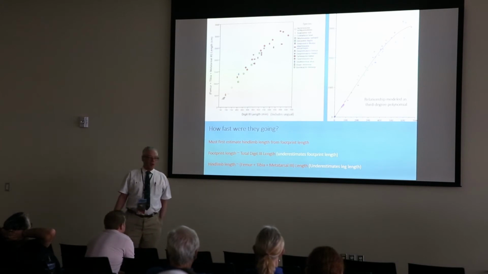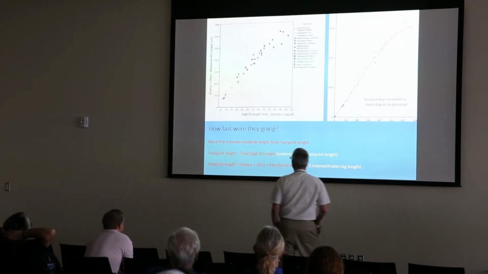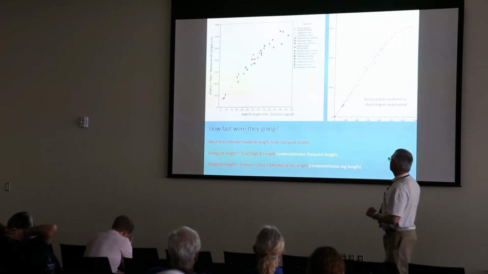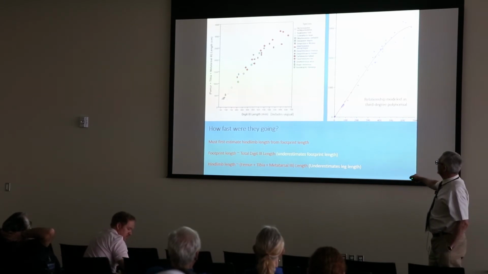So how fast were they going? Well, this is arm waving time. First, we have to estimate how long the hind limb was relative to the digit 3 length. So these are some preliminary data for various kinds of things. There's the digit 3 length versus the length of the femur plus the tibia plus the metatarsal 3.